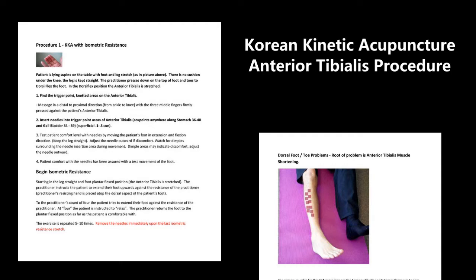Insert the needles into the trigger point areas of the anterior tibialis. These are the acupuncture points anywhere along the stomach channel, stomach 36 through 40, and gallbladder 34 through 39. Do superficial 0.1 to 0.3 chun insertion. Test the patient comfort level with the needles by moving the patient's foot in extension and flexion direction, keeping the leg straight. Adjust the needle outward if discomfort.